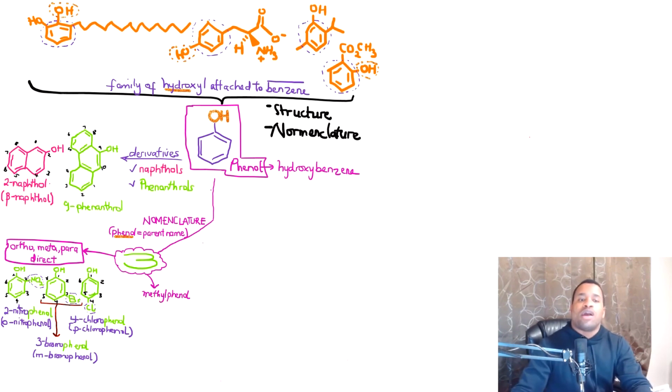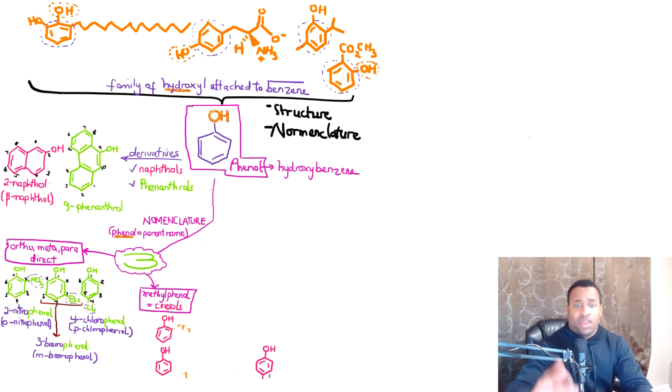For this second case, which is another one you might come across, we have a methyl group attached to a phenol. This is called cresol, and cresols are pretty similar with respect to the naming of the ortho, meta, para directing. And here we have three examples.